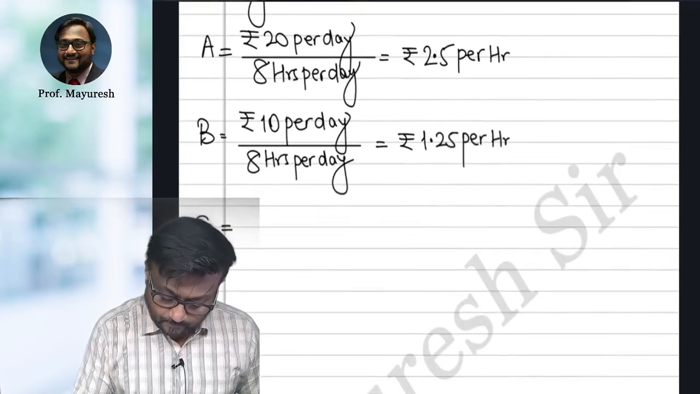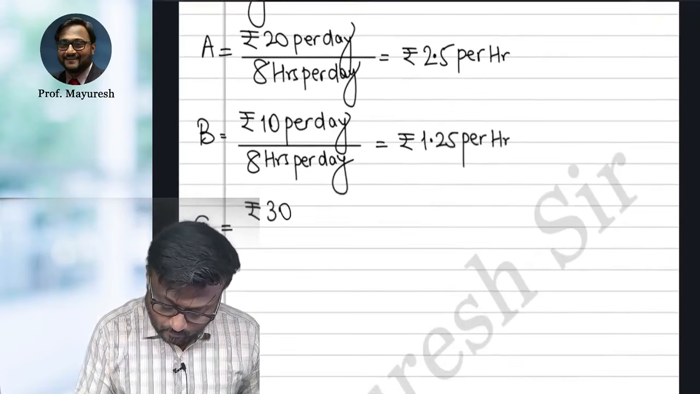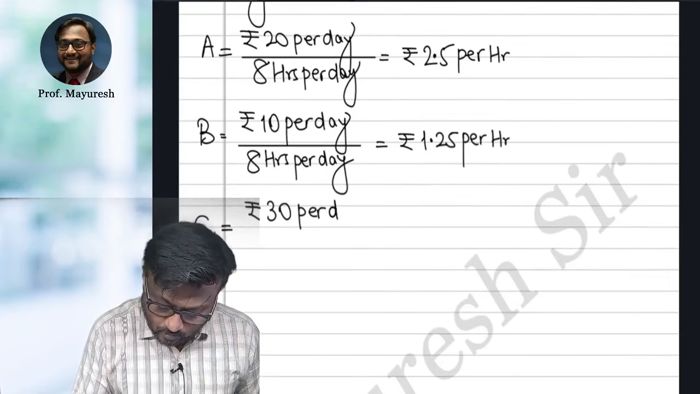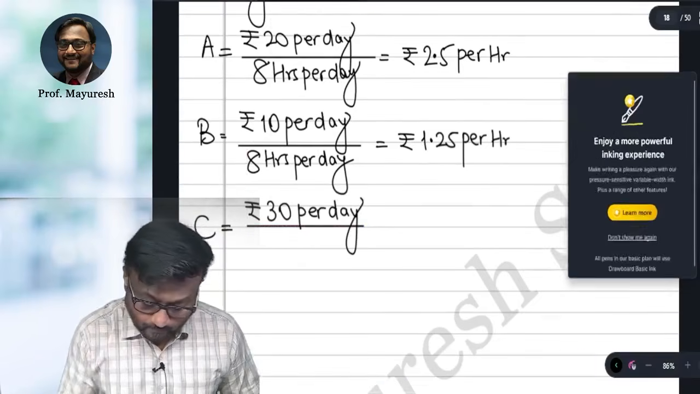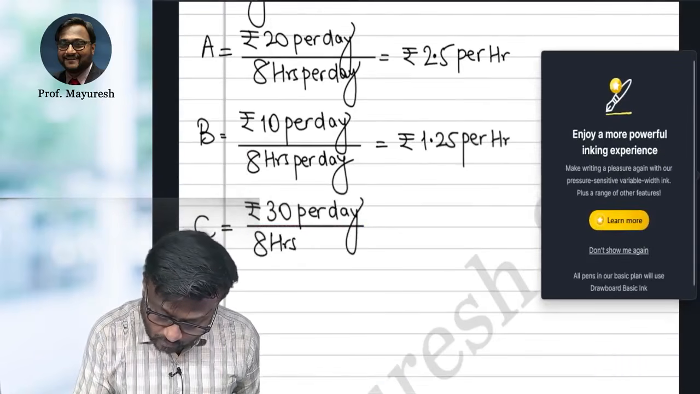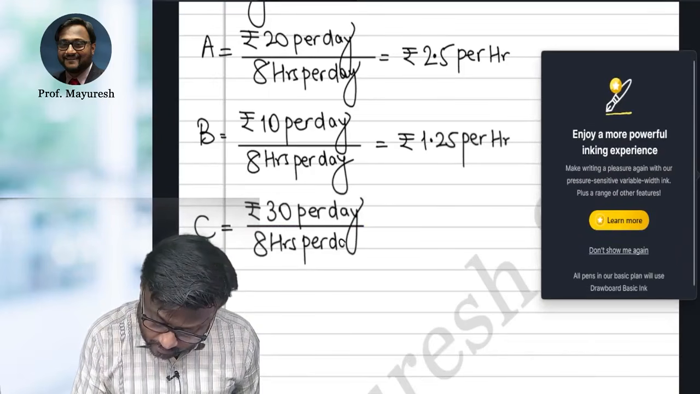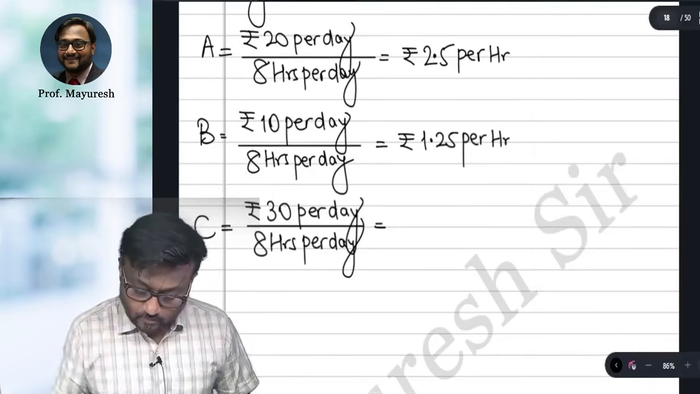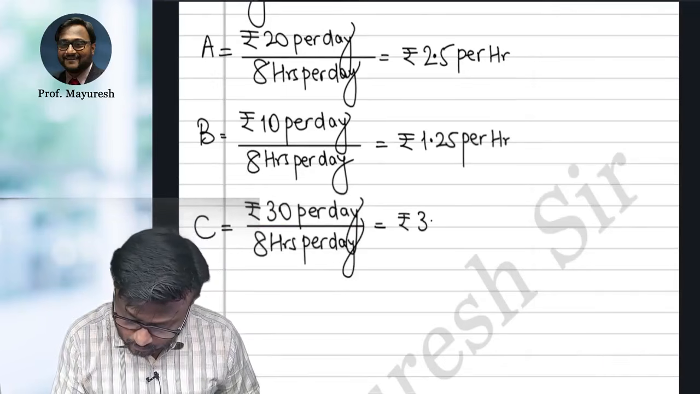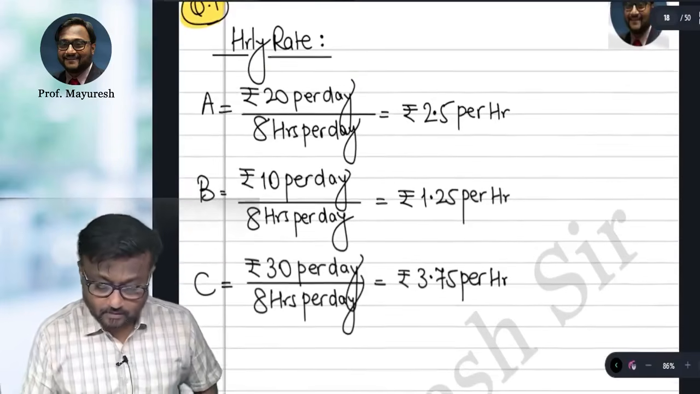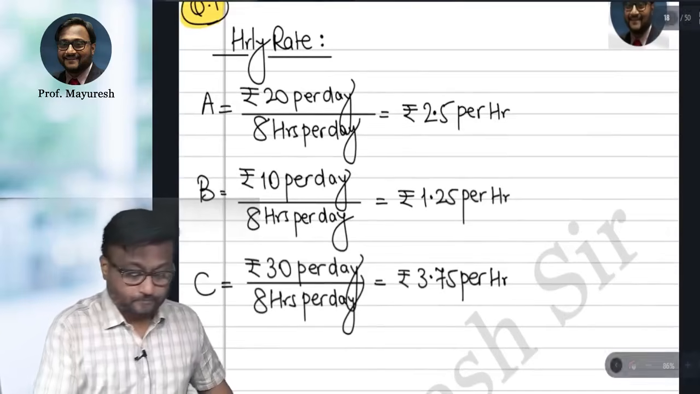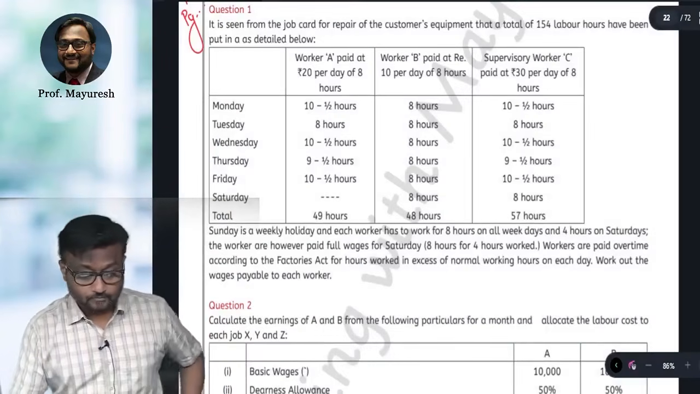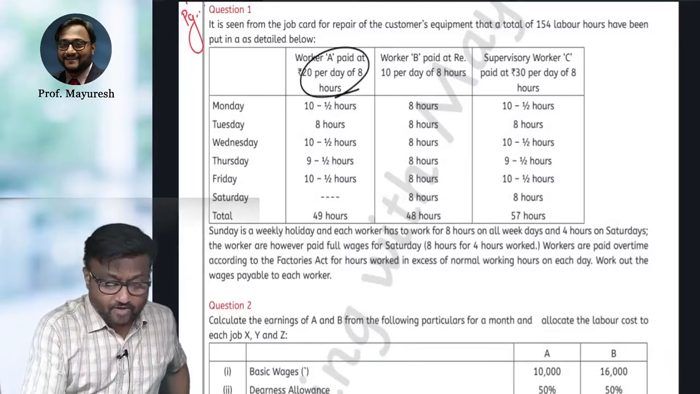And C, you're paying the worker 30 per day. That worker also works for 8 hours per day. 3.75 per hour. That's my normal rate. Correct? Okay. So I have the hourly rate.